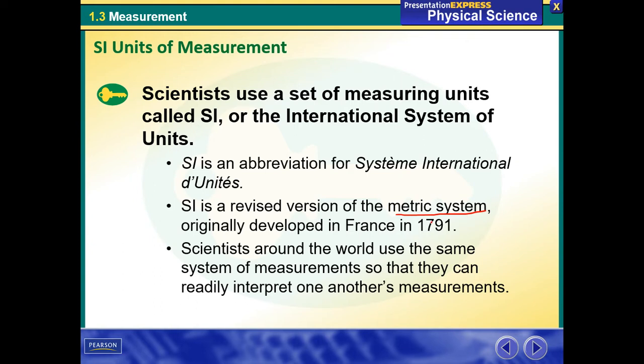Most countries around the world actually use the metric system. America is one of those that use the imperial system, so we are not on board with everybody else. But since most countries do use the metric system, scientists around the world use this system to be able to interpret one another's measurements more easily. So I'm going to go ahead and star that.